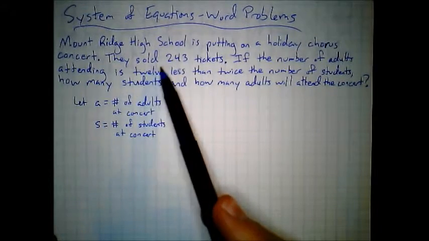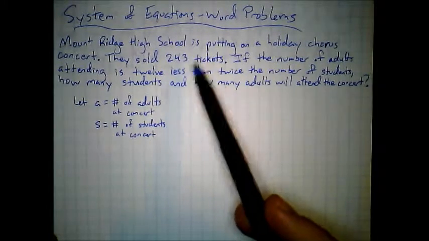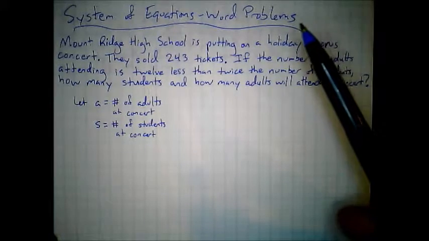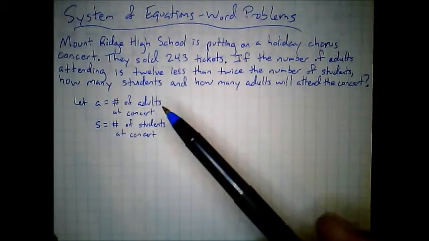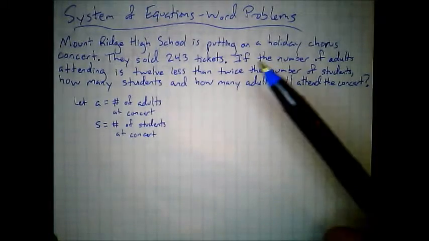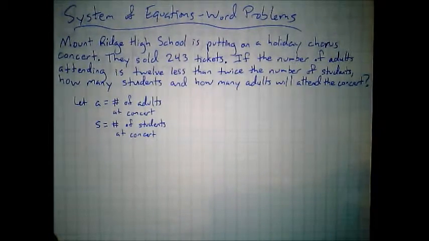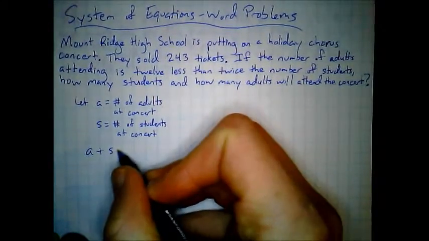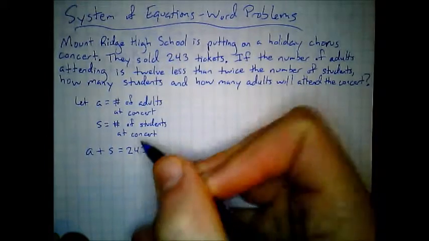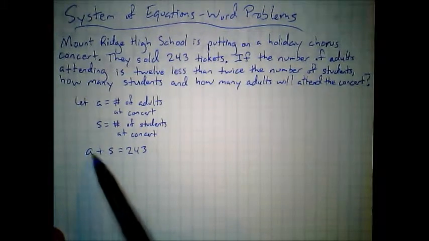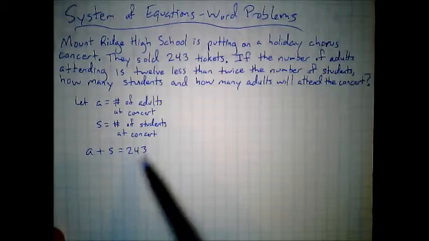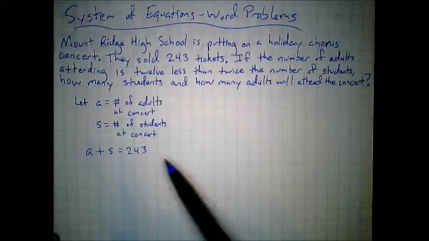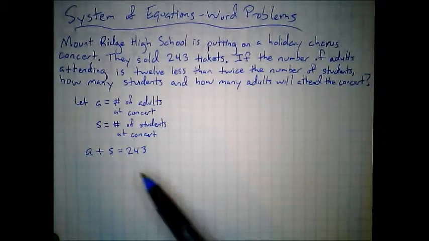So I noticed that they sold 243 tickets. So altogether they sold 243 tickets. Well, we know the only two types of tickets they sold were adult tickets and student tickets. So the adult tickets and the student tickets combined have to give us that 243. So that equation is simply A plus S equals 243. This equation tells us that the number of adults and the number of students is 243 total people that went to the concert. So this equation is very simple and it makes perfect sense.